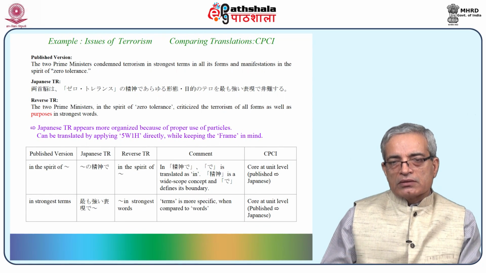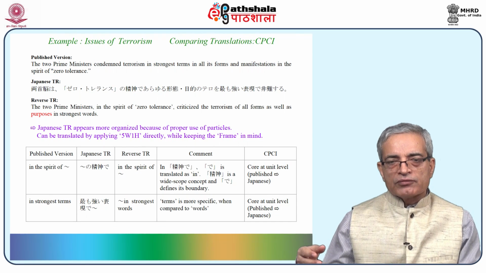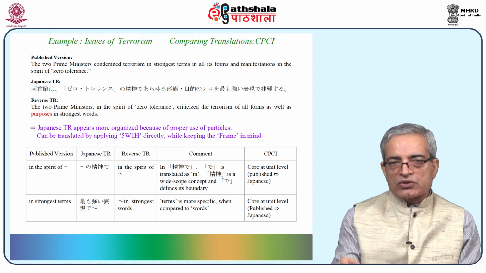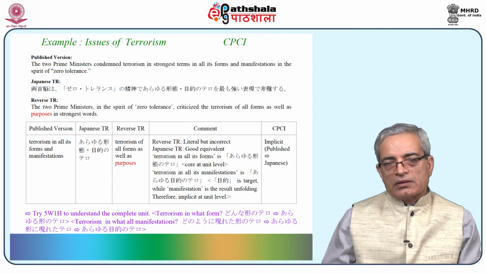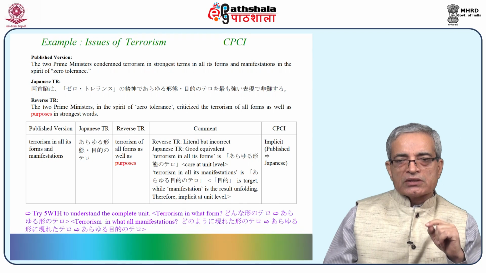And the two put together make this expression. Mokuteki is actually target, while manifestation is the result unfolding. Therefore, this component is implicit at the unit level. That means at this unit level it is implicit. So try 5W1H to understand the complete unit. Terrorism in what form? Donna katachi no tero.